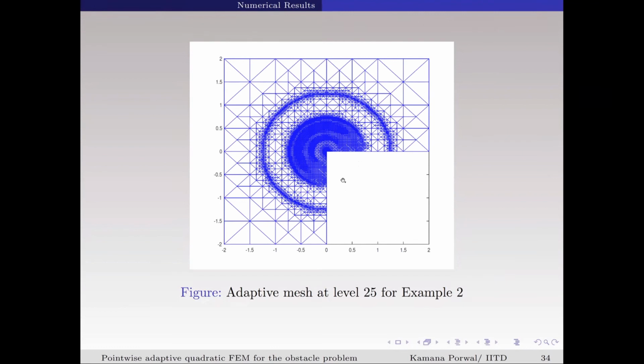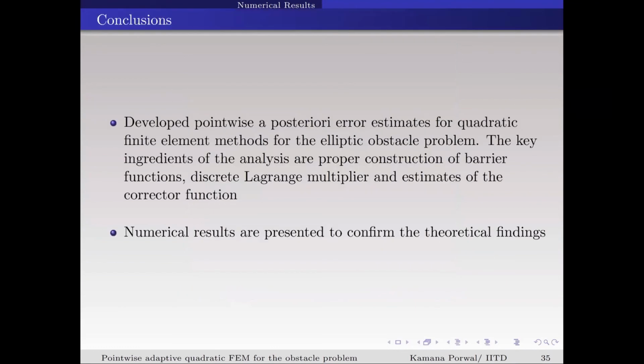And with that, I come to the end of my talk. In this talk, we have discussed the pointwise a posteriori error estimates of quadratic finite element methods for the obstacle problem. The main tools for the analysis were the proper construction of the Verfürth functions, discrete Lagrange multiplier, and the estimates for the corrective function. And we presented the numerical results illustrating the convergence behavior of the a posteriori error estimator.